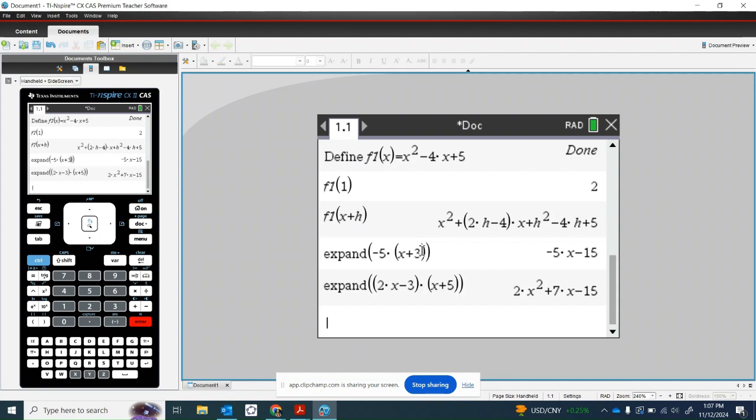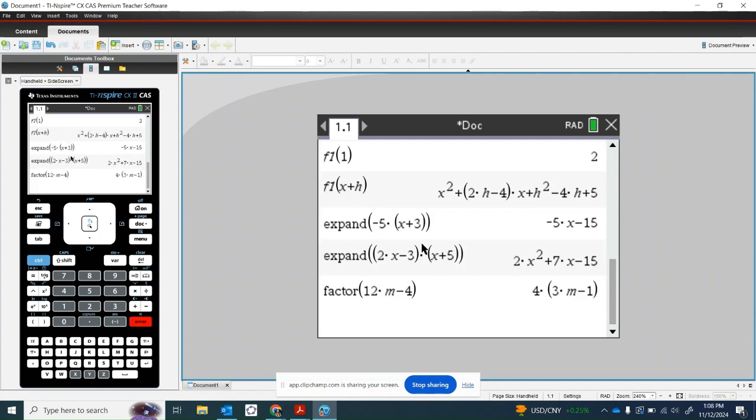We did work with factor. So if you wanted to, let's say we want to factor a GCF. So 12 times m minus 4. Okay, so it pulls out your GCF. It will factor quadratics, it'll factor polynomials, it'll factor whatever you plug in there. It is going to do that for you. You just have to use the function factor.